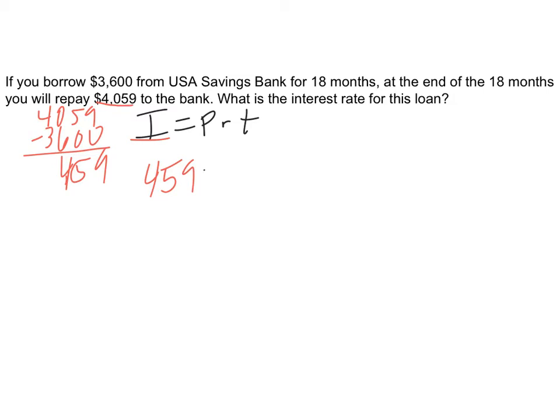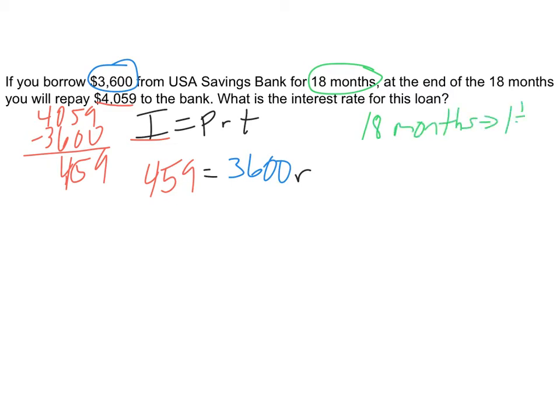Okay, now we do have the principal amount of $3,600. We don't know what the interest rate is. And then the last one is 18 months. Now, we are not going to put 18 in for T, because T is only in years. So 18 months is the same as 1.5 years. So that's what I'm going to put in for T. T is the amount of years, not the amount of months.